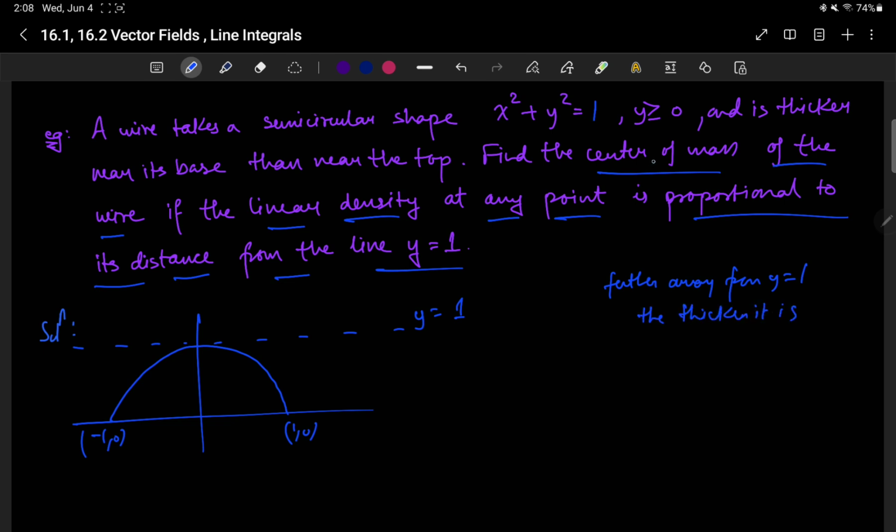How do we know that? We know that because we are told that it's thicker near the base than at the top. So it's thicker at the base and thins out at the top and thicker along the base again.